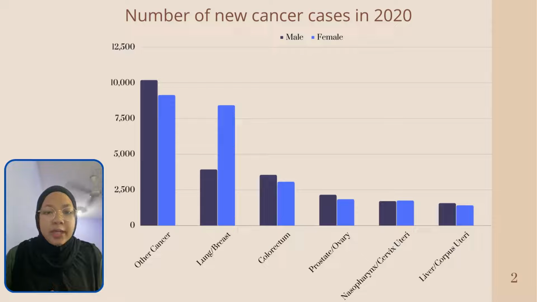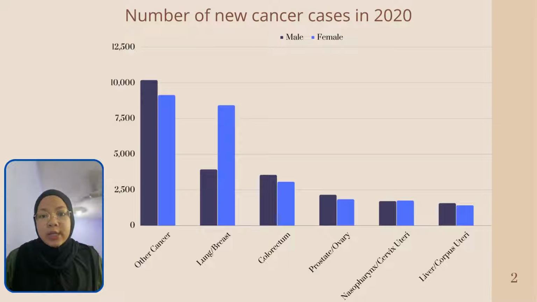The numbers of male and female with nasopharyngeal and uterine cervix cancer are almost the same, with only a 1.08% difference. Then prostate cancer and ovarian cancer were in the third position in 2020. The number of males with prostate cancer is higher than the number of females with ovarian cancer, whereby 54% over 49%. For colorectal cancer, there was a slight difference between males and females of 7.3%.